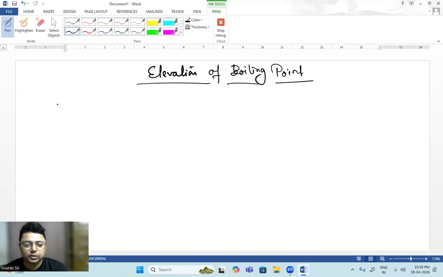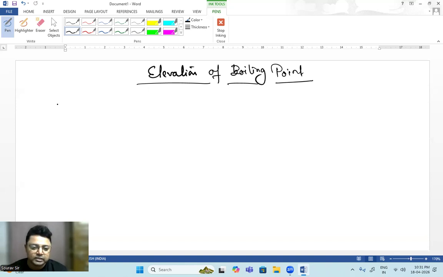Boiling point elevation. So at first we need to know what boiling point actually is. Boiling point is generally referred to as a temperature. When we see water, water has a boiling point of 100 degrees Celsius. This is a temperature which denotes that water will change from its liquid state to the vapor state. This is boiling point.